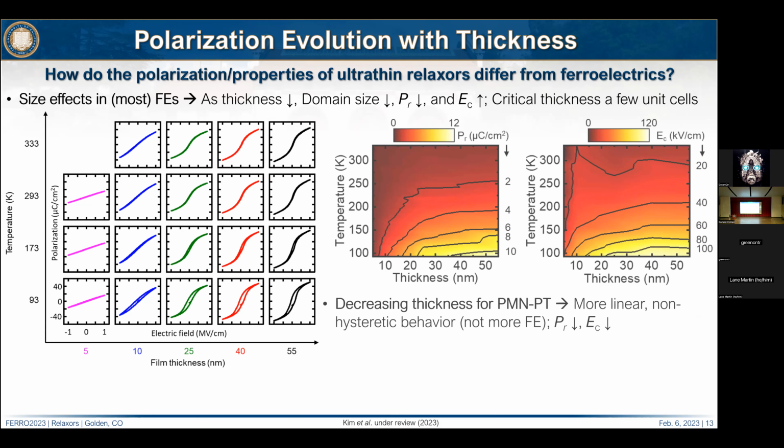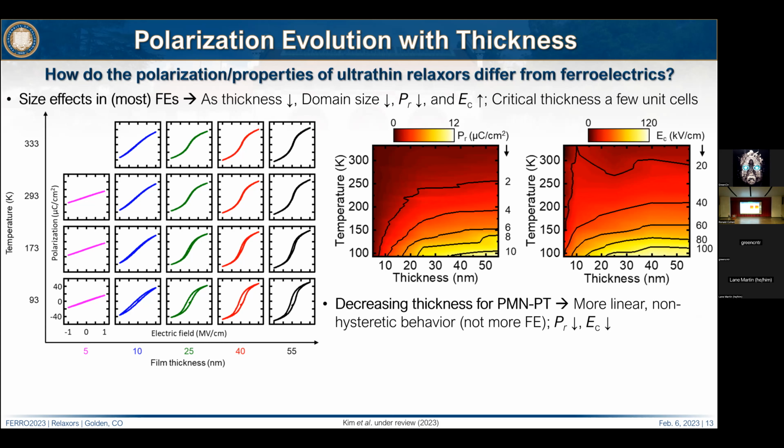And we see a number of different things, which I've summarized here in the temperature and thickness dependent map of the remnant polarization and coercive field, whatever that means for a relaxor material. It's basically the points where this thing crosses the hysteresis. So thicker films, lower temperatures, you have a larger remnant polarization, larger coercive field.